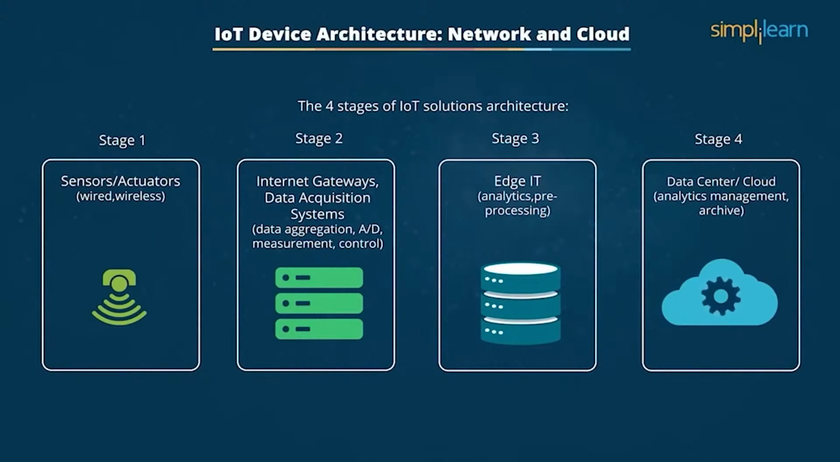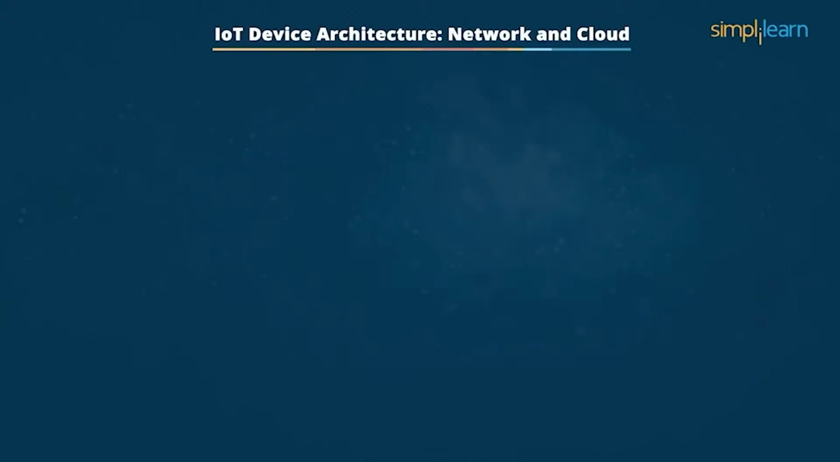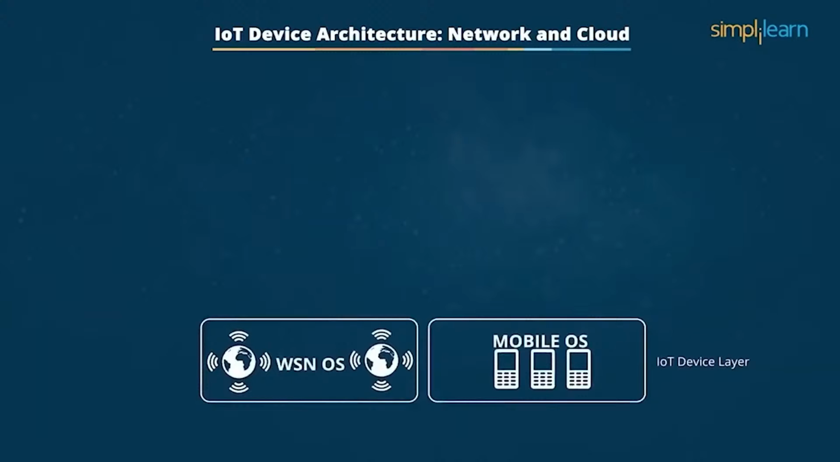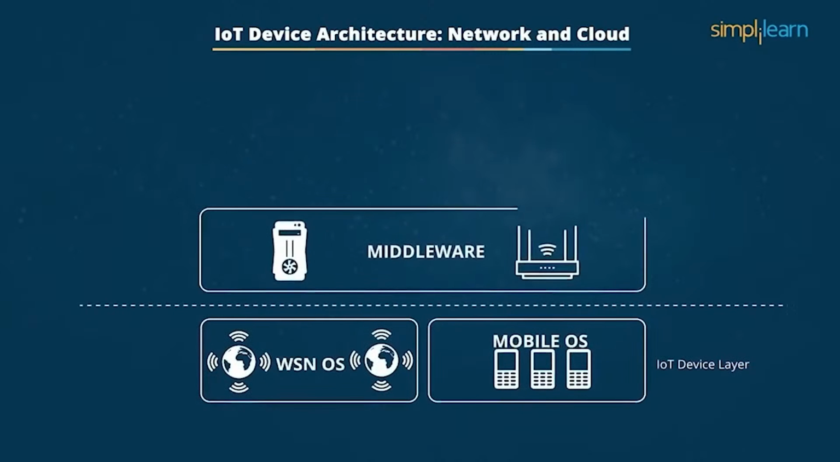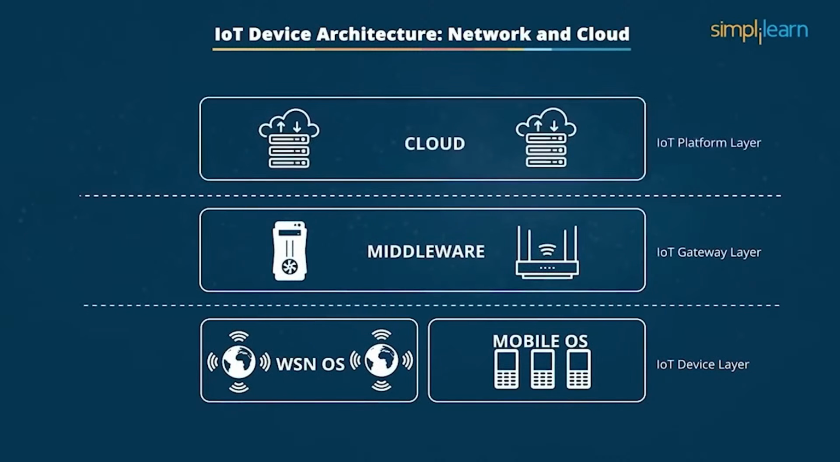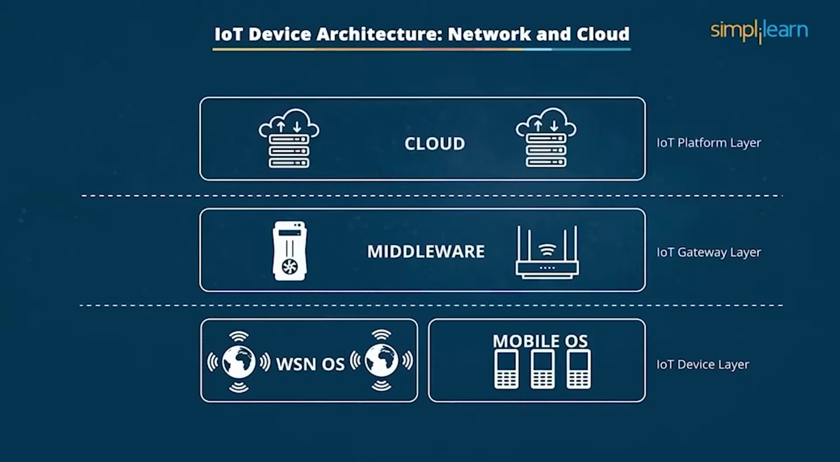If these are not supported, then architecture is not useful. Now, let's look at the 3 architecture areas of IoT. 1. The client side, IoT device layer. 2. Operators on the server side, IoT gateway layer. And 3. A pathway for connecting clients and operators, IoT platform layer.